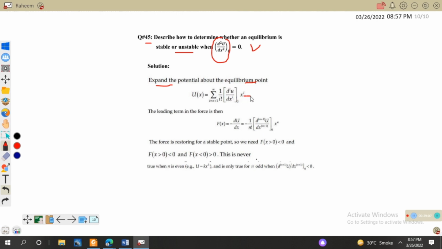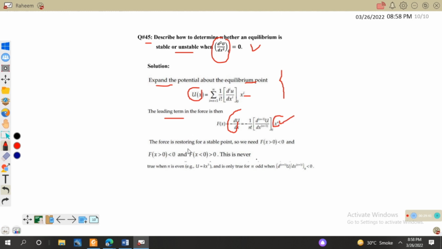If we expand, this becomes the Taylor series, and we have already discussed in one of the lectures the leading term in this force. If we want to write this potential energy in terms of force, F of x will be equal to minus dU over dx. If we take the derivative, this will give minus 1 over n factorial, d to the power n plus 1, because n will be the power of x.